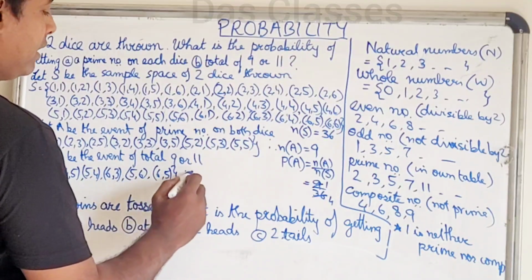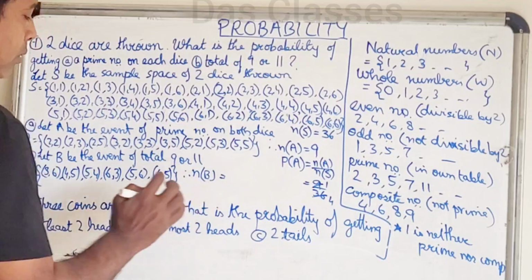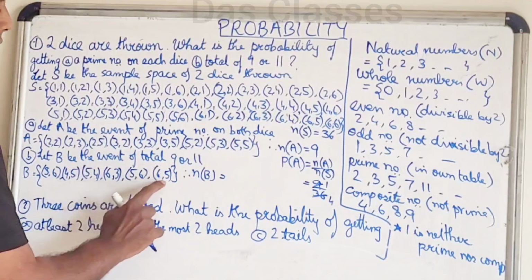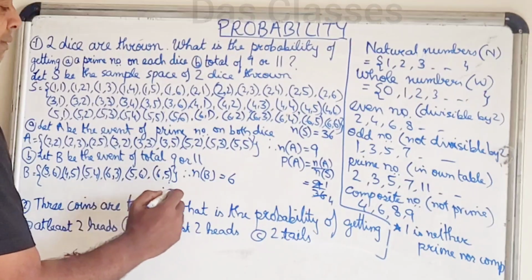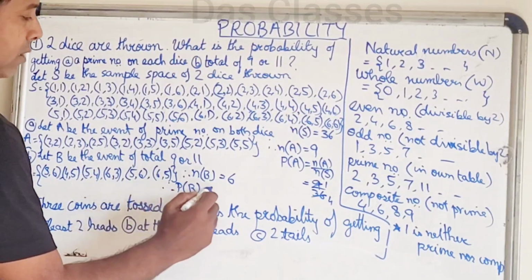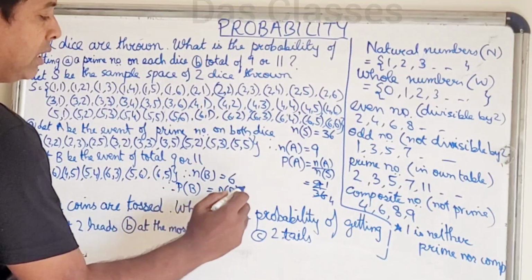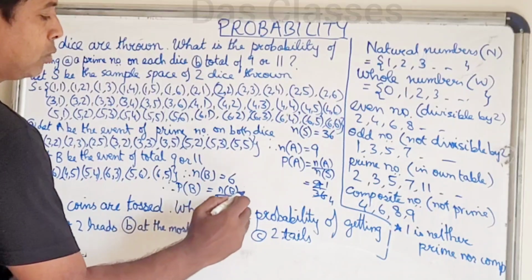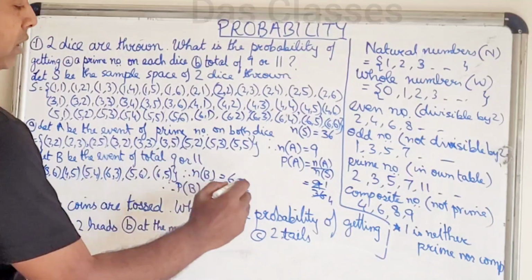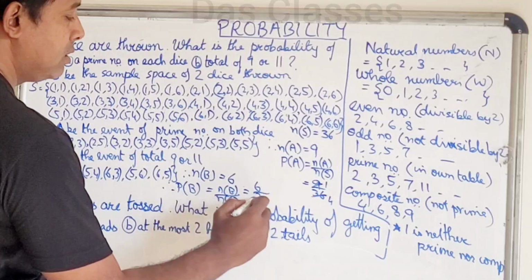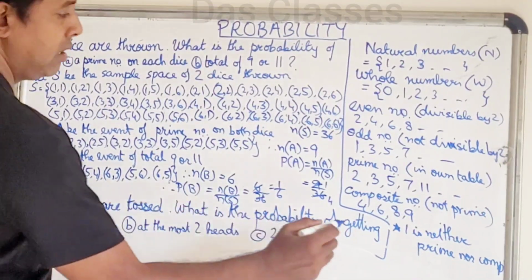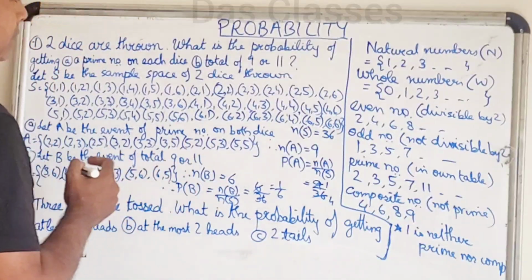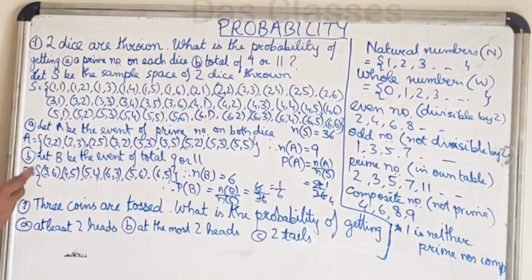So therefore, number of elements in B, count it, 1, 2, 3, 4, 5, 6. 6 elements. Therefore, probability of B would be again NB upon NS, total event upon the sample space. So event is 6, sample space is 36. So the answer is going to be 1 upon 6. So this is how we calculate the probability. Okay, let's see one more question.